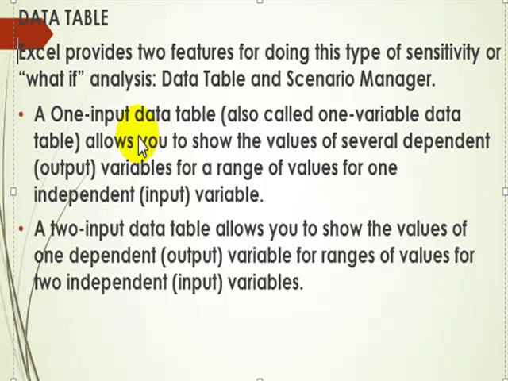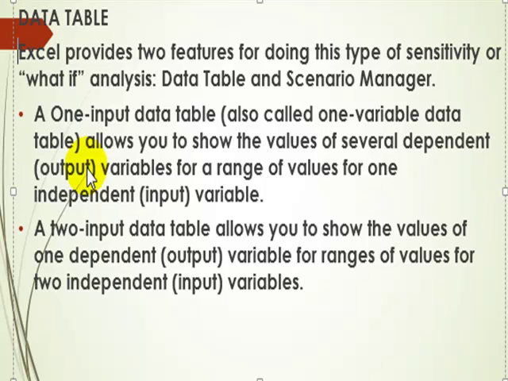The one input data table is otherwise called a one variable data table. It helps us to observe changes in the value of different dependent variables. That is, it helps us to see the behavior of different output variables, or dependent variables, as a result of a given set of input variables.